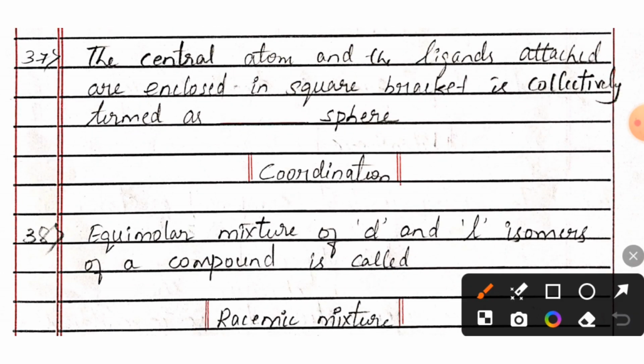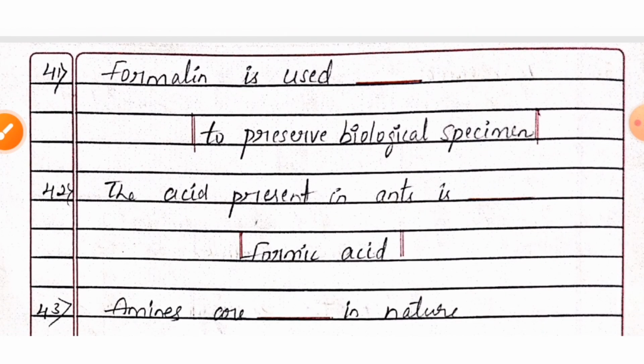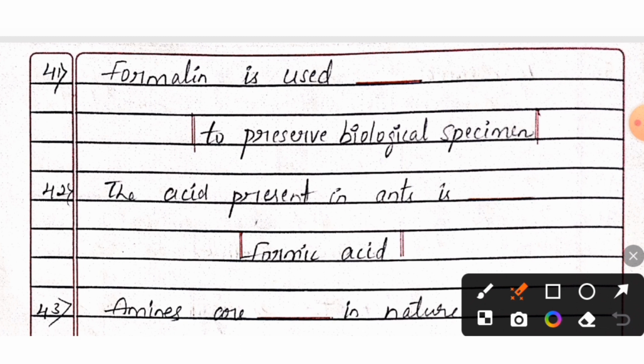The central atom and the ligand enclosed in a square bracket is collectively termed as dash sphere, coordination. Equimolar mixture of D and L isomers of a compound is called racemic mixture. Isopropyl benzene is called cumene. Glucose can be converted into ethanol by using the enzyme zymase. Formalin is used to preserve biological specimen. The acid present in ants is formic acid.